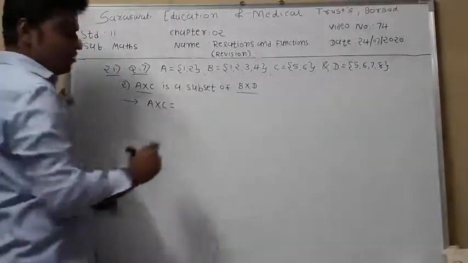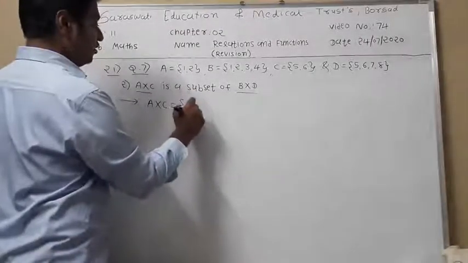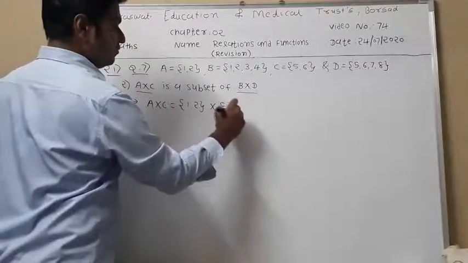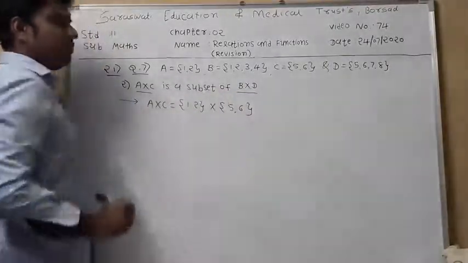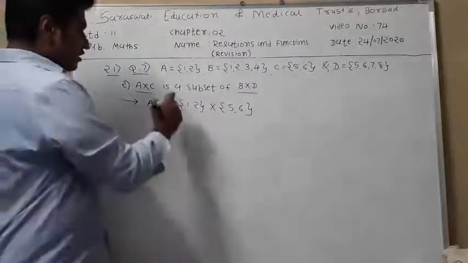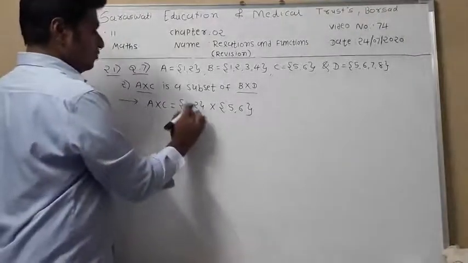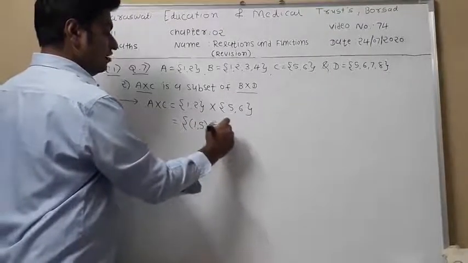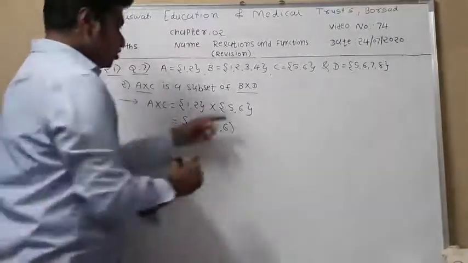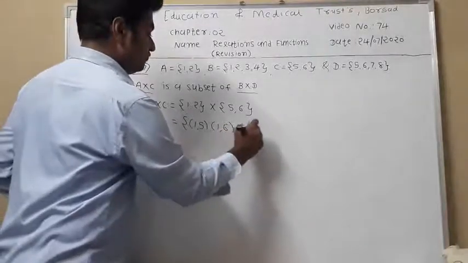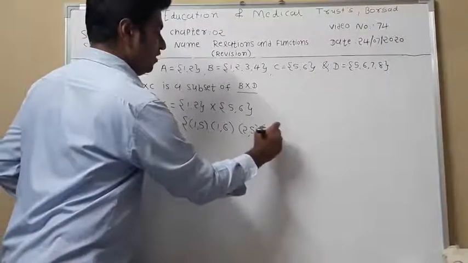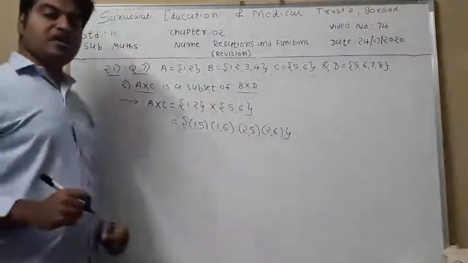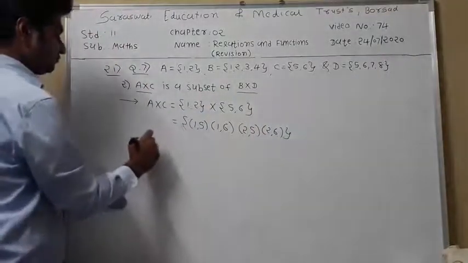A Cartesian product C, where A is the set {1, 2} and C is the set {5, 6}, is equal to the set {(1,5), (1,6), (2,5), (2,6)}. Set over. Now, after that, find out B Cartesian product D.